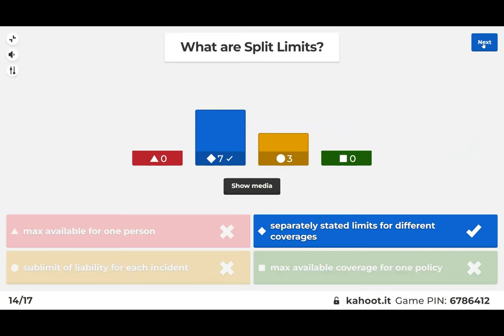Separately stated, split, separate, split. A split limit is saying you get this amount of money for each person, you get this amount of money for the total bodily injury, and you get this amount of money for total property damage. You're splitting it up by person and by bodily and by property. Separately stated limits for each thing.